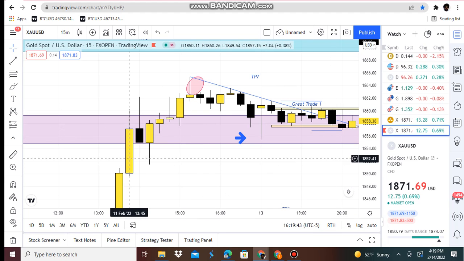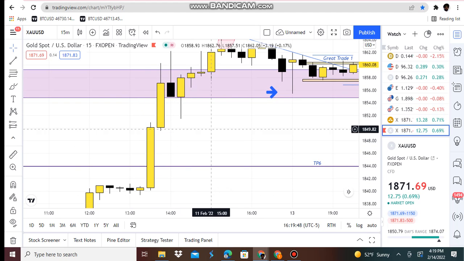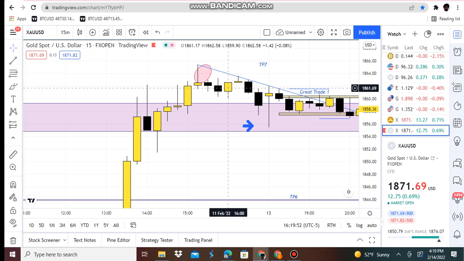We see yellow candlesticks on the 15-minute. We see long yellow candlesticks forming all the way up to take profit 7. And once we get to take profit 7, we stop seeing long yellow candlesticks being formed. We start seeing smaller yellow candlesticks being formed after this shooting star pattern in February 11th. Pay special attention to that, as this shows us that the candlesticks start to get smaller and smaller.